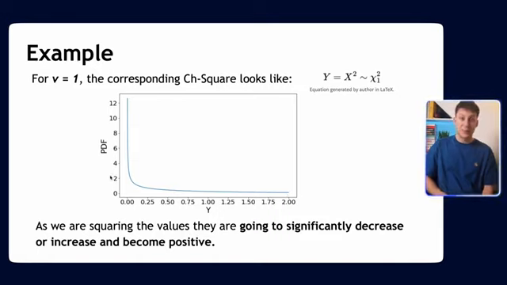Again, it's the PDF, so it's telling you the density. You see the density is all centered around the left side of the plot, and very unlikely to be on the right because, squaring them, the values are going to decrease.